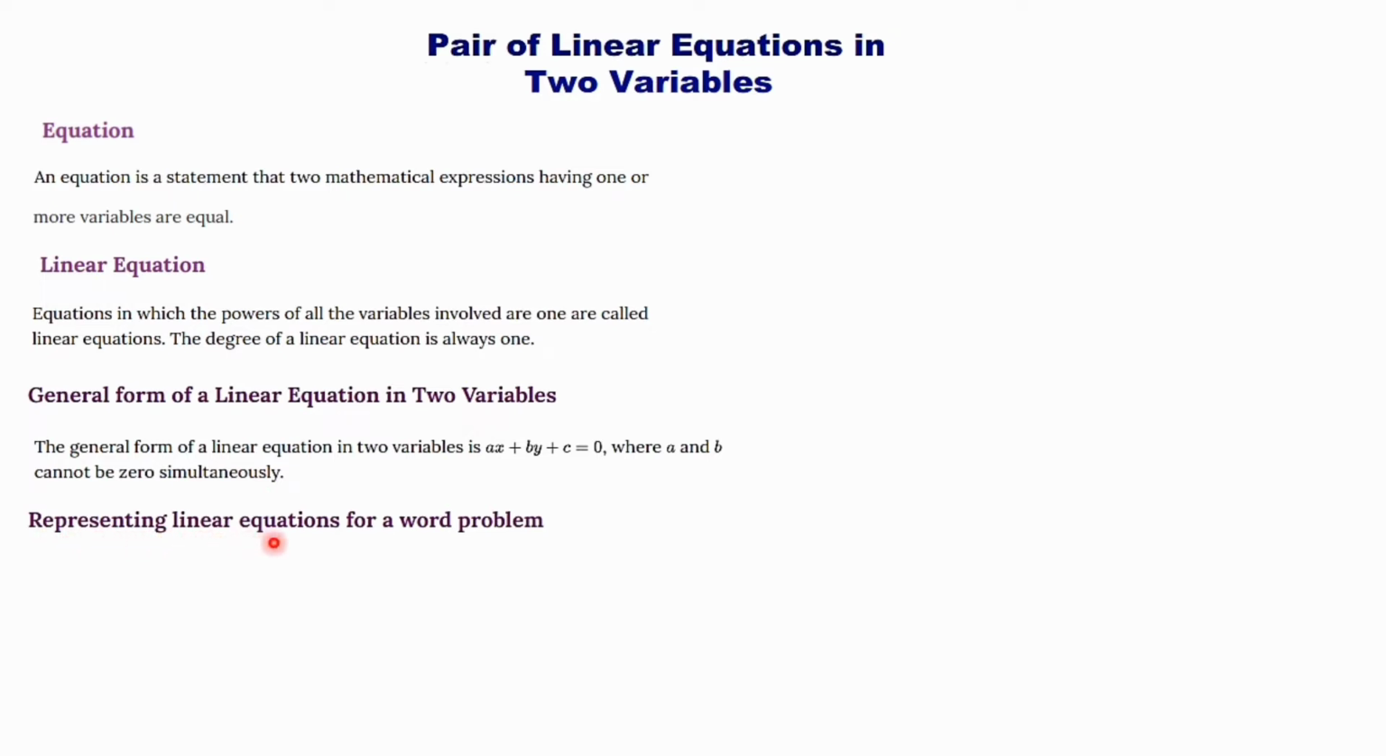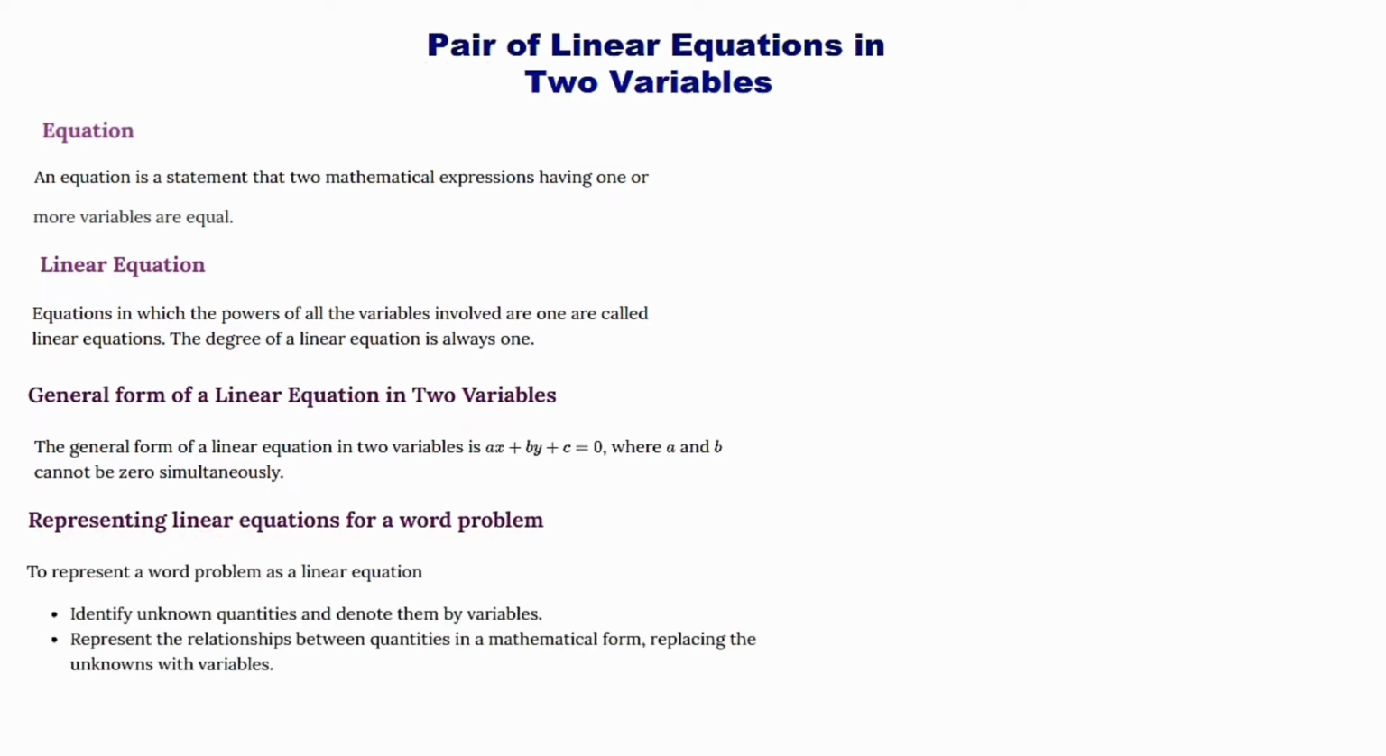Next, representing a linear equation for a word problem. If a word problem is given to you, how do you convert those statements into algebraic equations? First of all, go through the question very carefully, identify the unknown quantities and denote them as variables. Just assume them as x, y, a or b or c or any other alphabets. Represent the relation between quantities in a mathematical form, replacing the unknowns with variables.